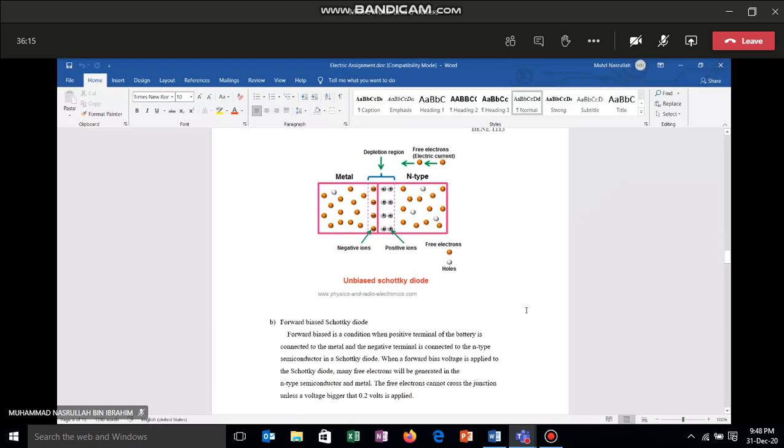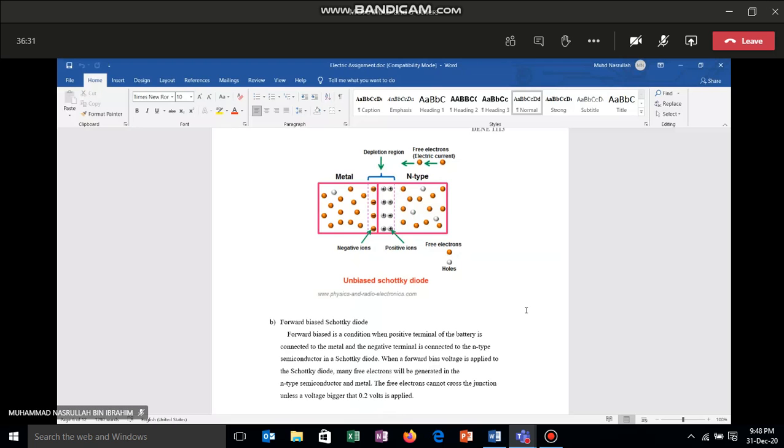This is a diagram where you can see electrons from n-type move to metal junction, and the metal junction gains more electrons, and n-type will lose more electrons.